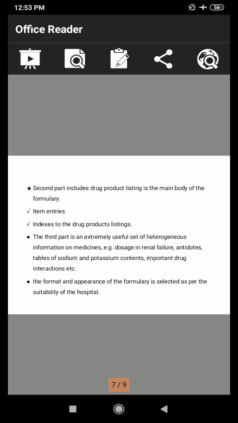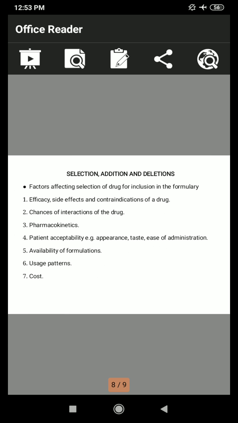Now see today's point, that is selection, addition and deletion. In the preparation of the hospital formulary, it is generally important to decide first the range of indications which are to be covered. Then formularies are prepared taking into consideration the working of the hospital.